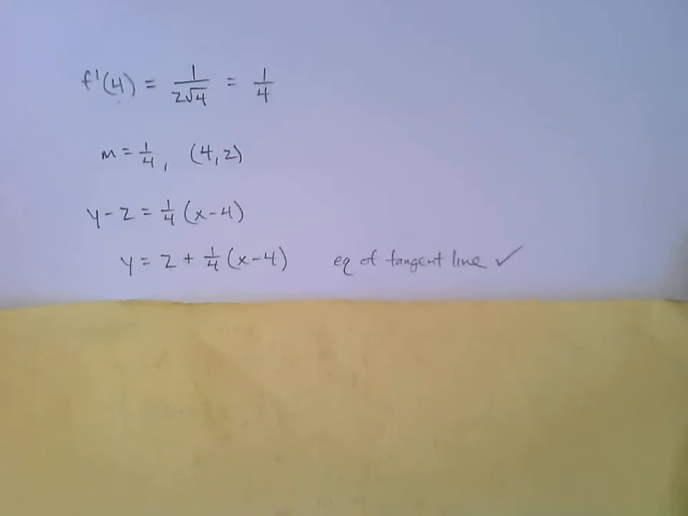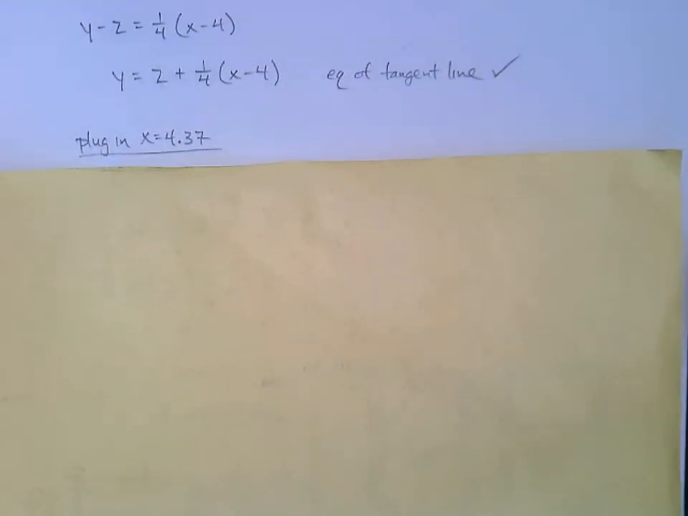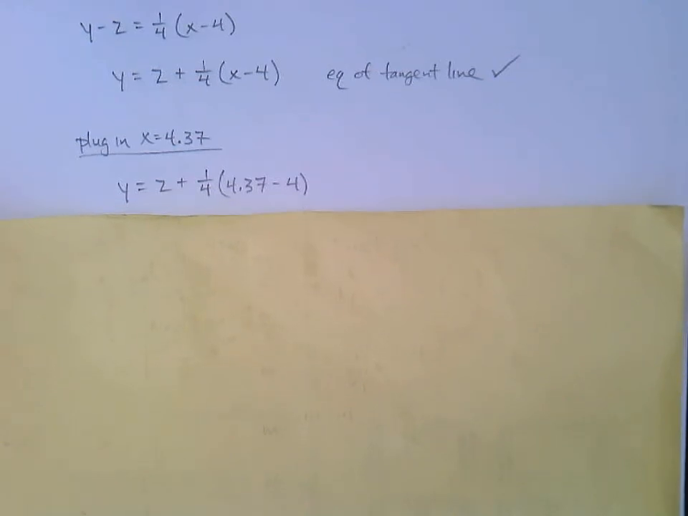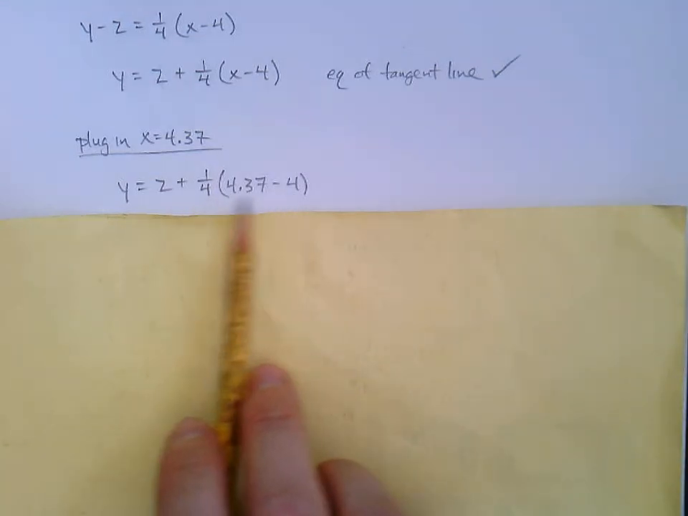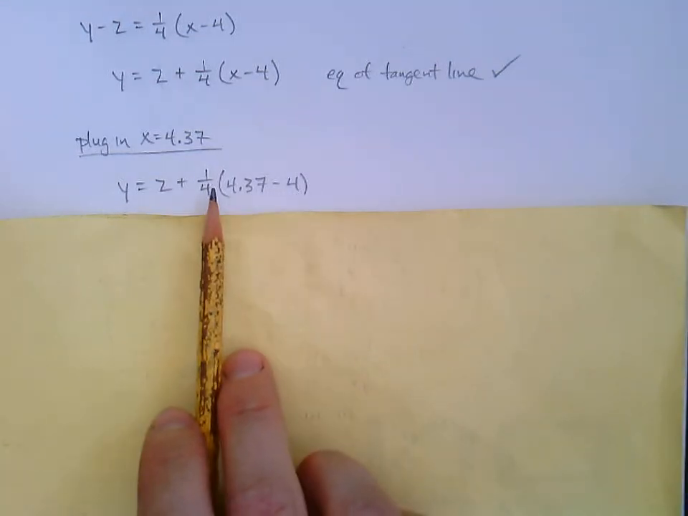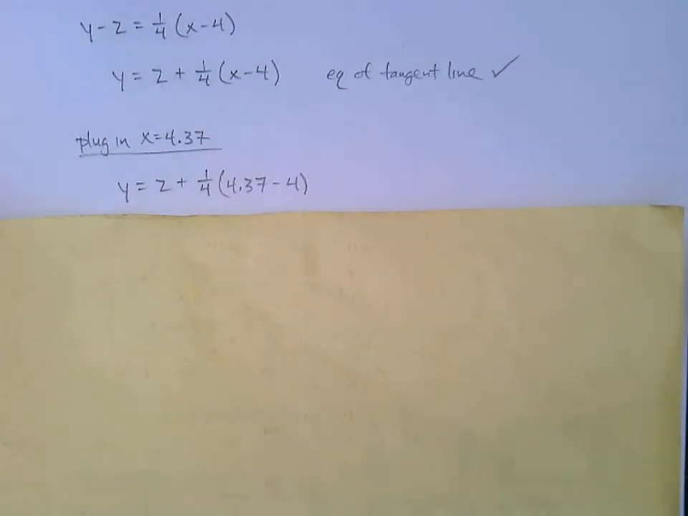Now, that was step 1. Step 2, we're going to plug in the x coordinate in question. x equals 4.37, just going to go right in there. So 2 plus 1/4 times (4.37 minus 4). Now at this point, we recognize, hey, we could do this by hand, right? I mean, subtracting, easy. I can multiply 1/4 by 0.37, add 2, that's no big deal. We could do this by hand if we had to.